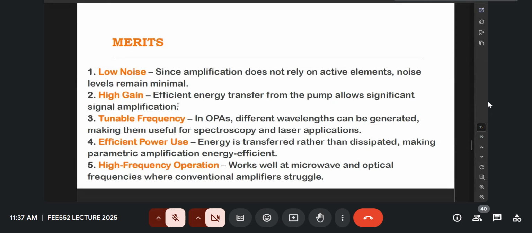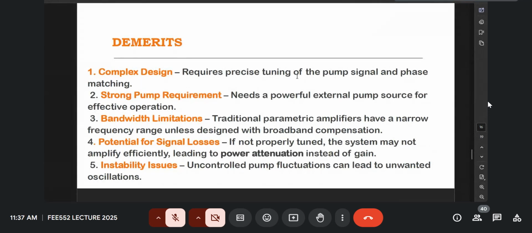Then we have efficient power. They are power efficient, with energy transfer rather than dissipation, making parametric amplification energy efficient. Then high frequency operation: they really work with very high frequencies. You can see from the radio range to microwave and optical frequencies, where conventional amplifiers really struggle to operate and achieve.